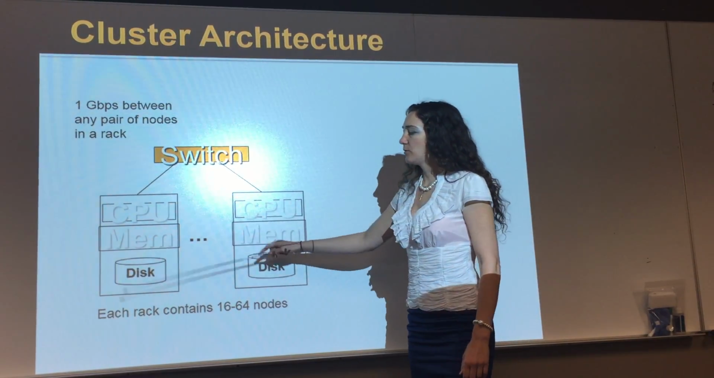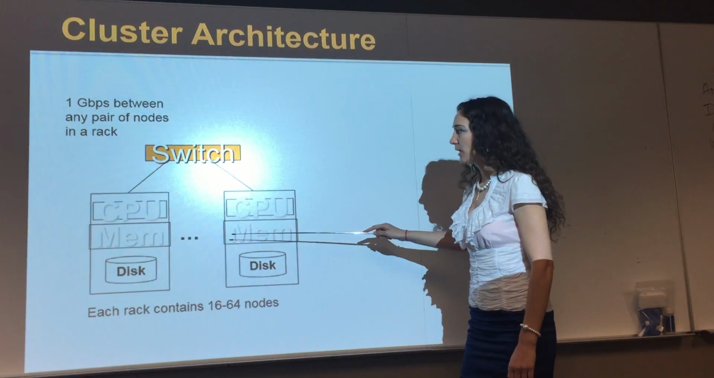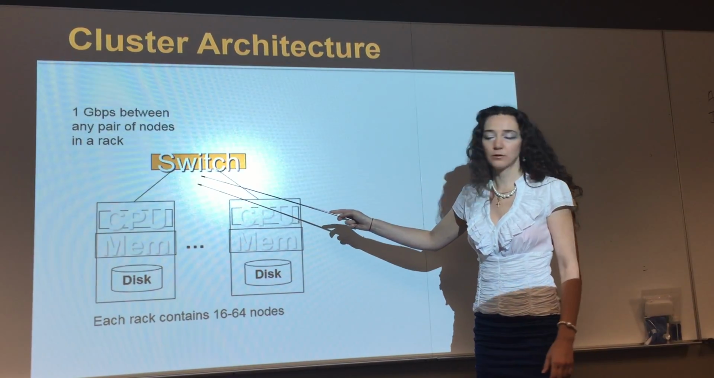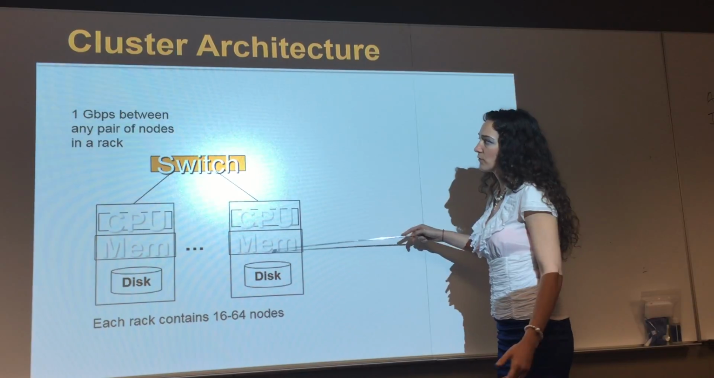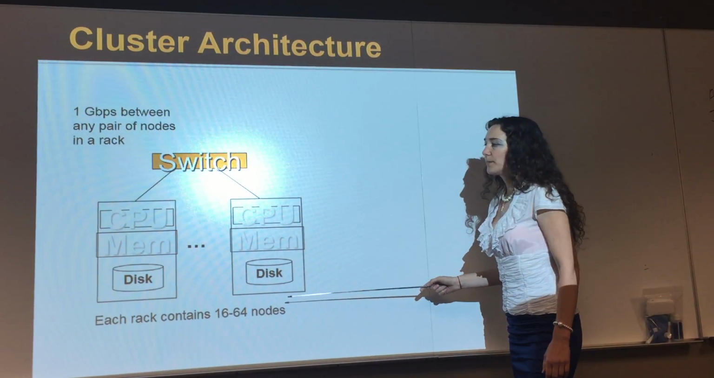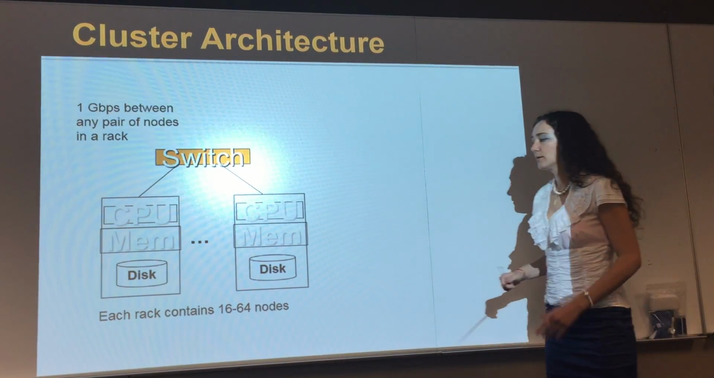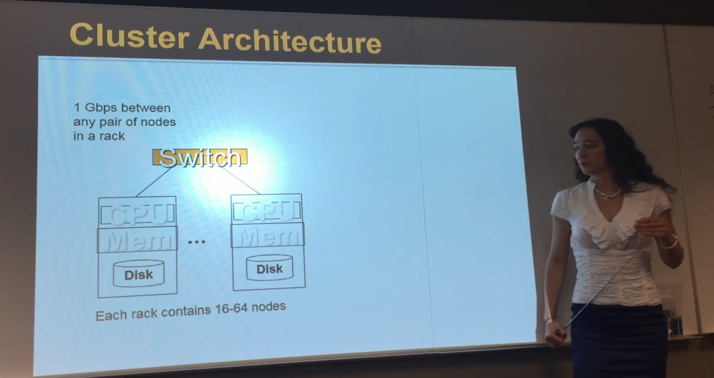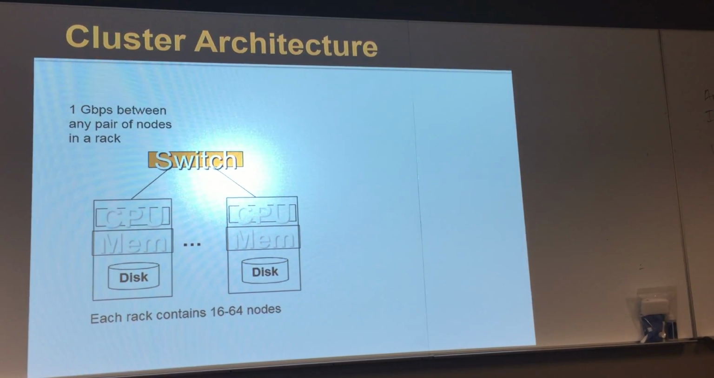So this is a computer. It has a CPU, memory, and a disk. It is connected through Ethernet network or switch, so through local network connection with a wire to the other computer. You can transfer 1 gigabit per second. A rack of nodes like this can contain 16 to 64 nodes. So between 16 to 64 computers it will be on this rack.